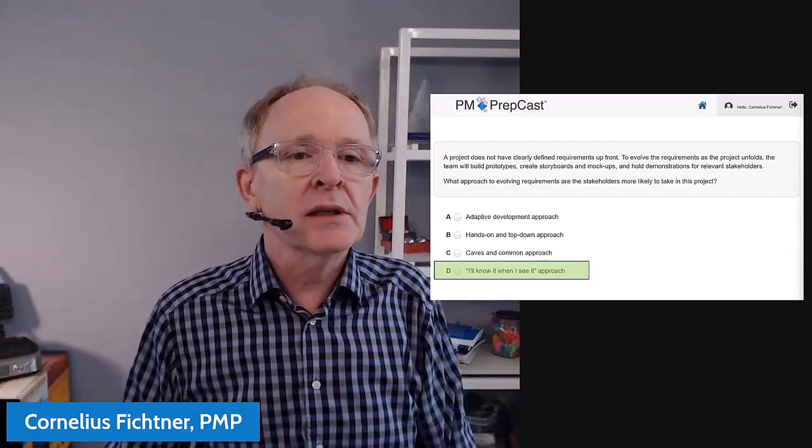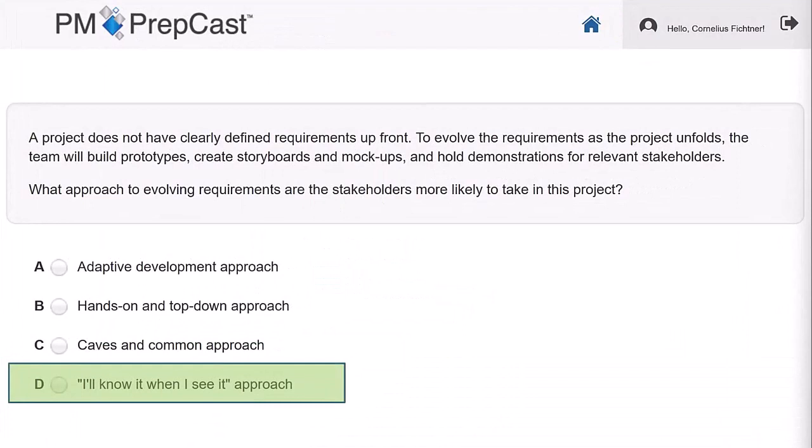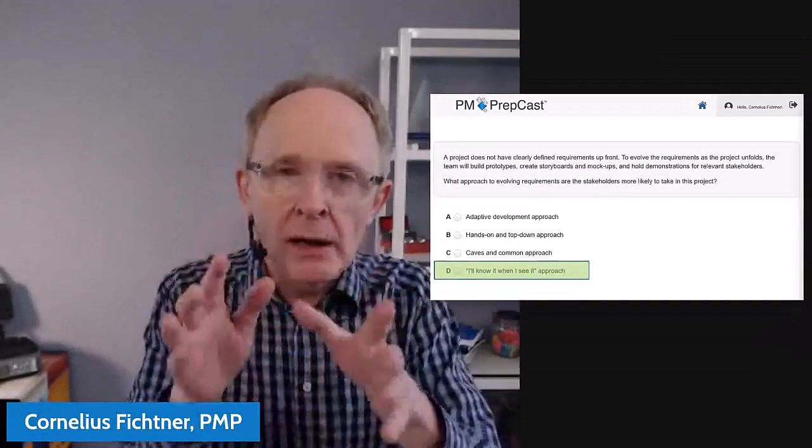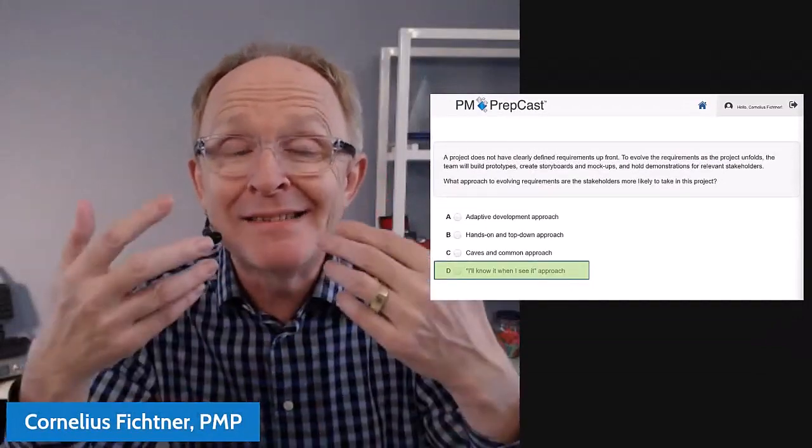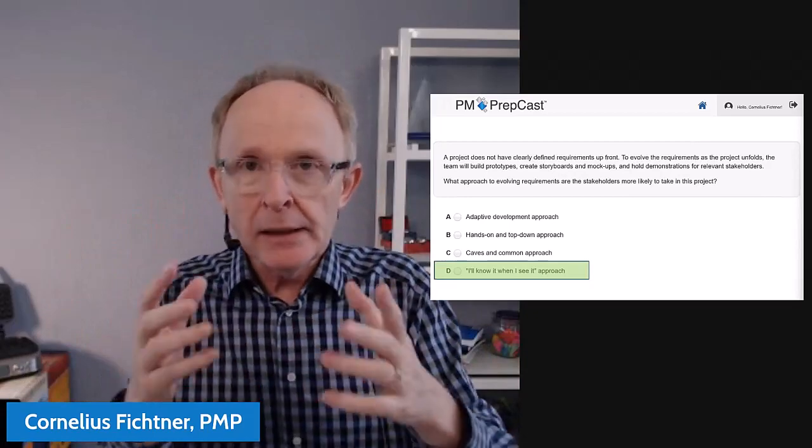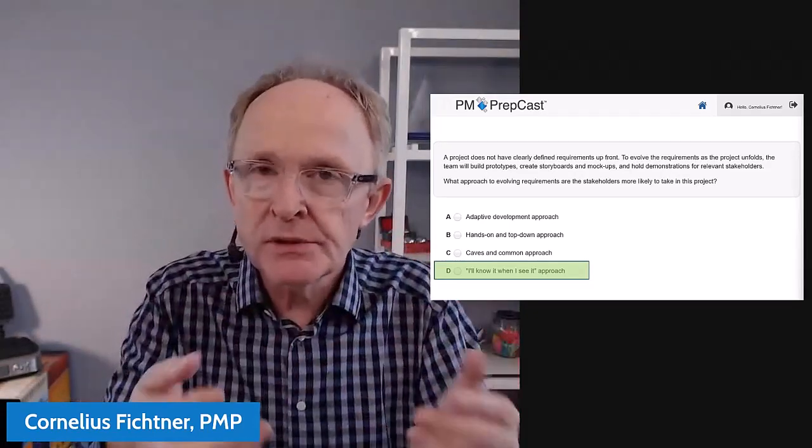Now, let's take a look at the second problem in this particular question. What approach here to evolving requirements are the stakeholders more likely to take in this project? Answer A would be correct if it said here, is the development team more likely to take, right? So if we're talking about the development team, the people who actually develop the solution, they will go, yeah, let's do adaptive, right? We're doing something, we're giving it to the customer.